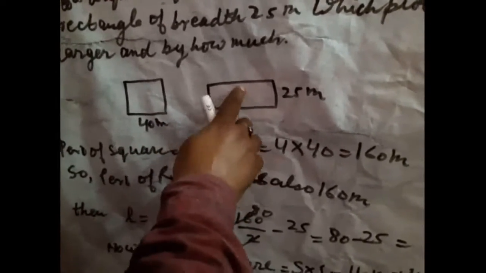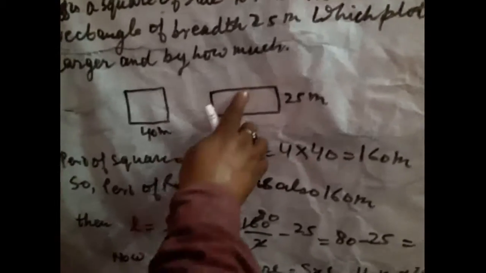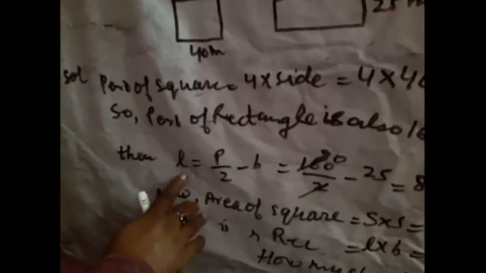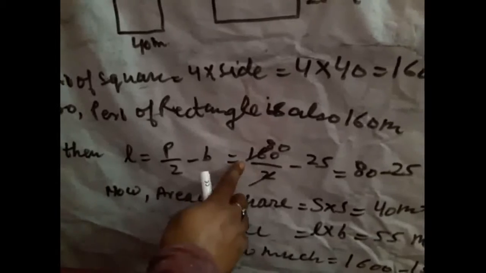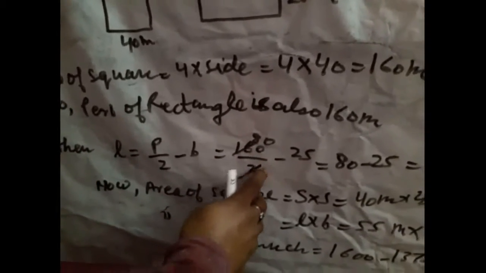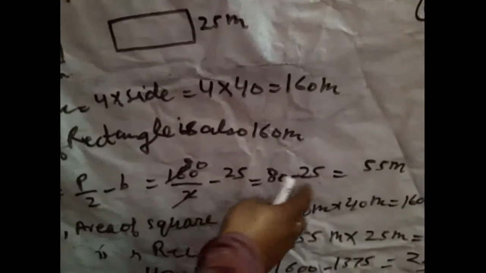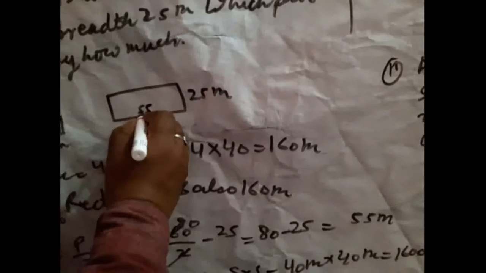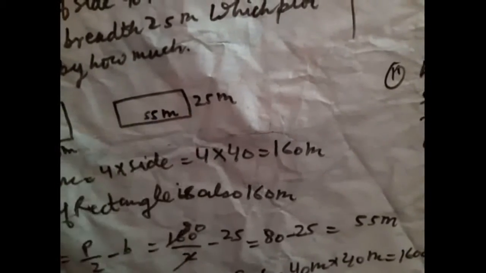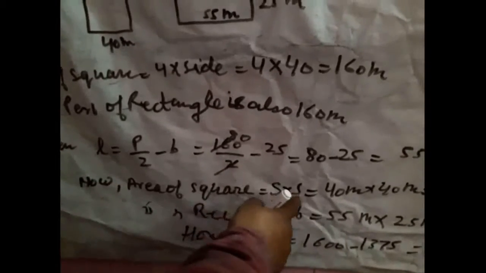Now we know the perimeter of this rectangle. Now we find length with the help of this formula. Length is equal to perimeter upon 2 minus breadth. Perimeter how much? 160 upon 2 minus breadth 25. After calculating, our answer comes 55 meter. It means the length of this rectangular field is 55 meter. Now area of square is equal to side into side.